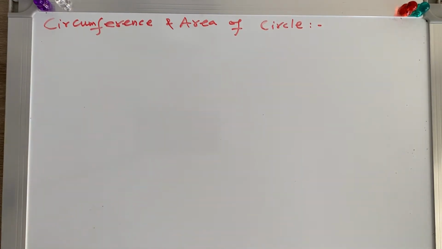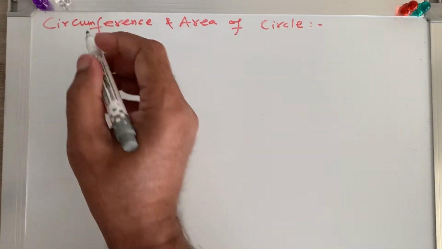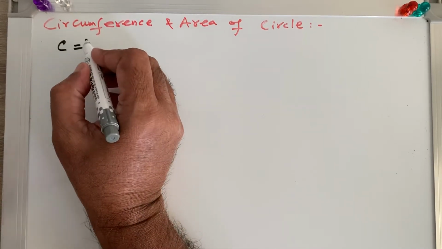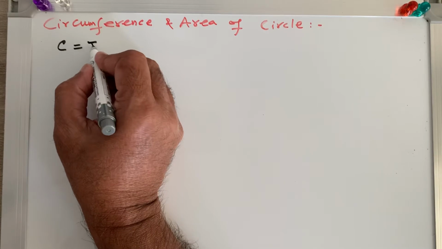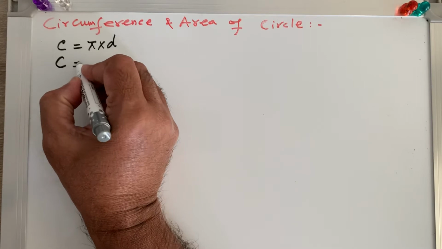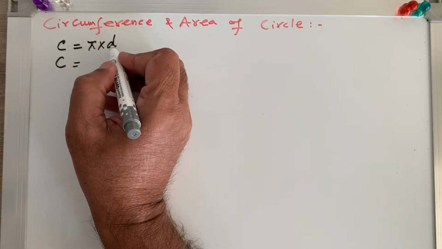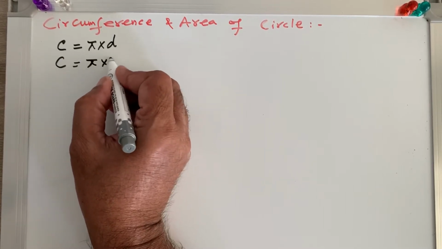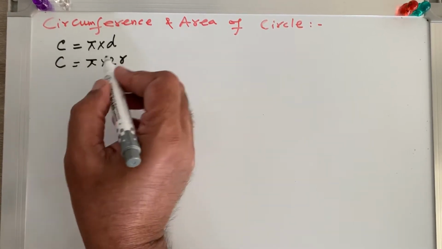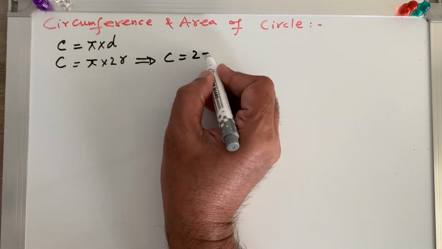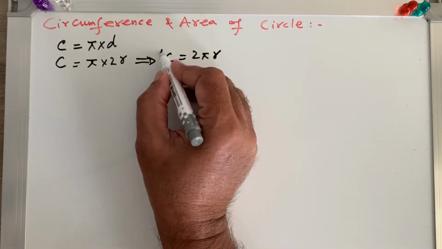We will be continuing our topic, circumference and area of the circle. Circumference we did in the last video, but we are reviewing it today. Circumference is equal to pi times d is the formula. We know that d, the diameter of a circle, is equal to 2r, so we can say pi times 2r, and if we rearrange it, generally we say 2 pi r. So circumference is equal to 2 pi r if the radius is given, right?